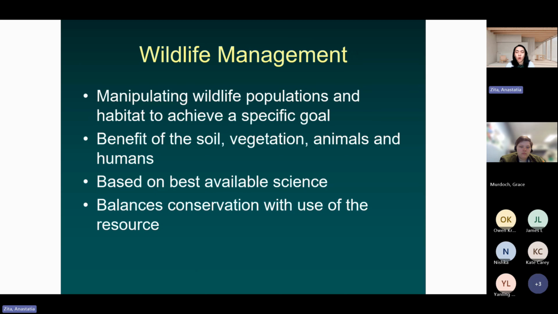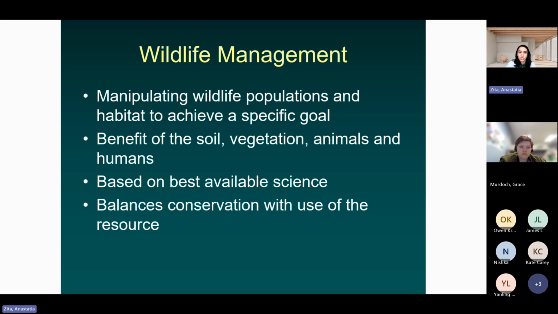So when we're talking about wildlife management in general, it's important to remember that we're manipulating the wildlife populations and the different habitats to achieve a specific goal, and that we're always looking to the best available science to make those decisions. The science of wildlife management is continuously changing and evolving, and some techniques have been used for a long period of time. But as technology gets better, the way we do things changes.